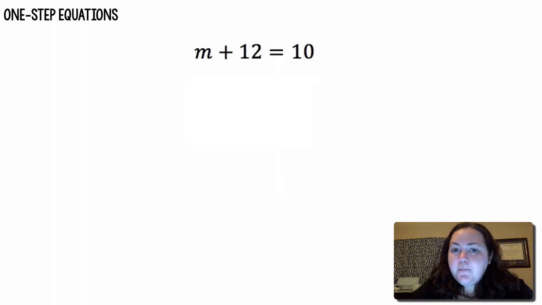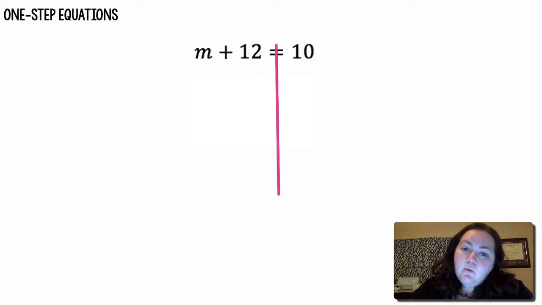So the whole purpose of solving an equation is to get the variable, which is the letter, all by itself. Okay, so our first equation, I have m plus 12 equals 10. And I want to figure out what does m have to equal so that if I add 12 to it, I'll get 10. All right, so I like to draw a line down my equal sign to kind of separate the two sides of the equation.